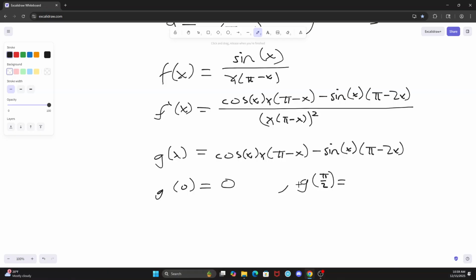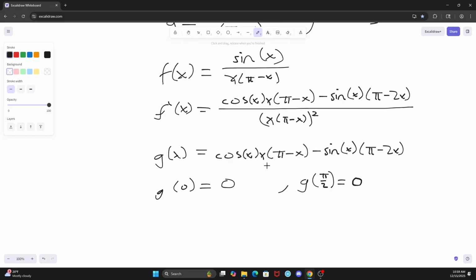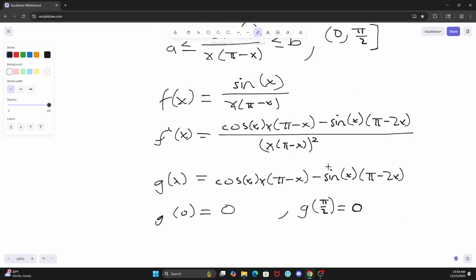we have that cosine of pi over 2 is 0, and then pi minus 2x is 0. So this expression is also equal to 0. Yeah, so we have that at both its endpoints, the numerator is equal to 0.